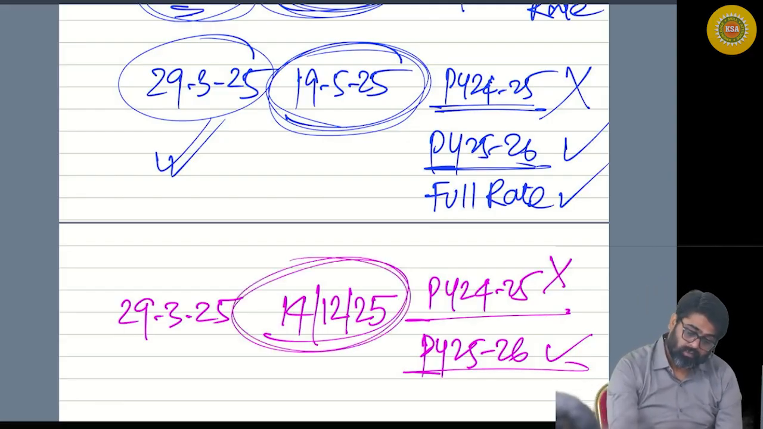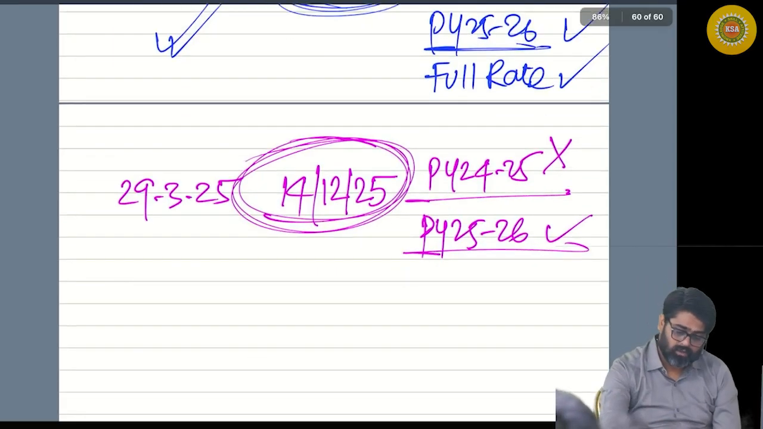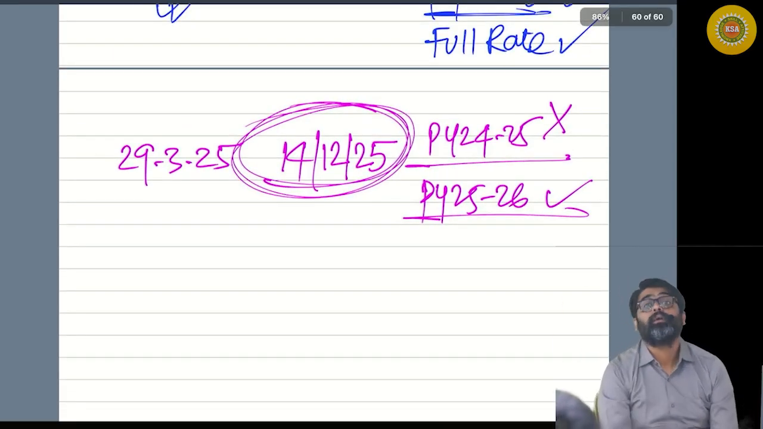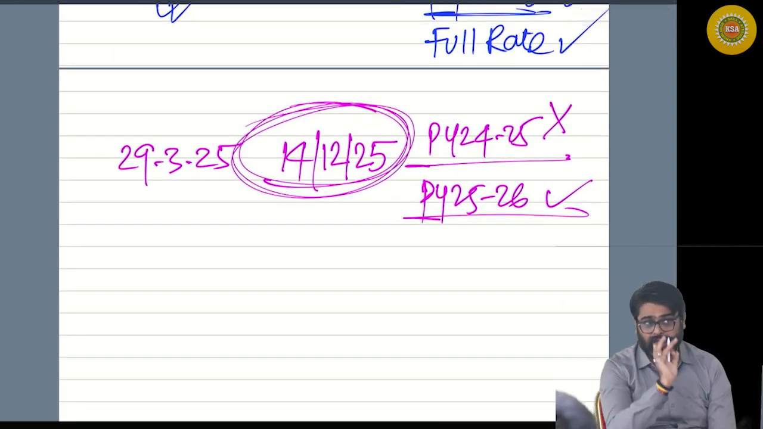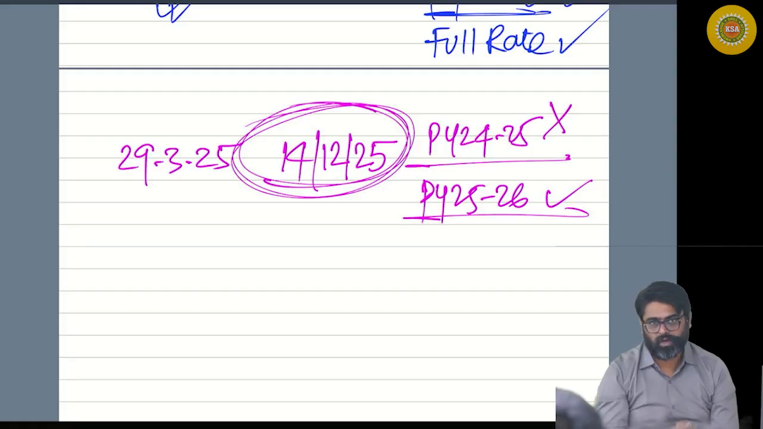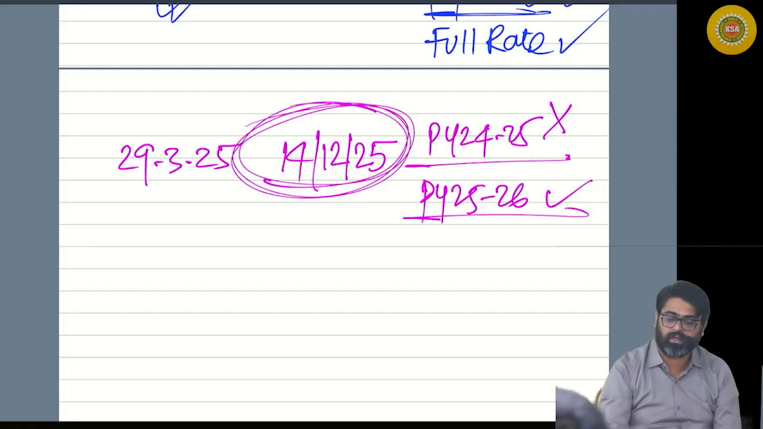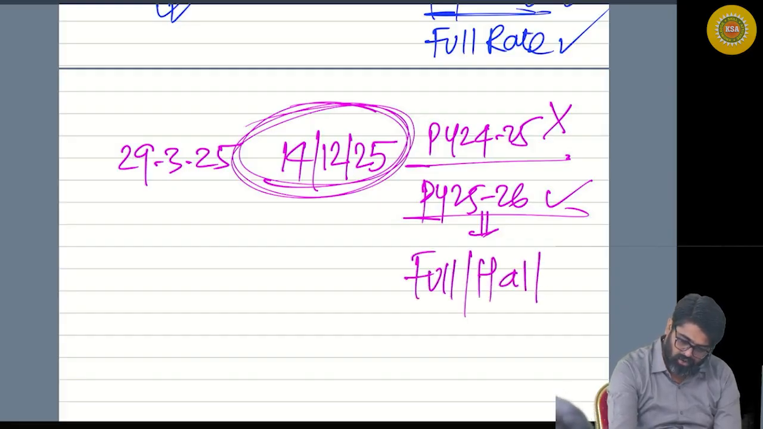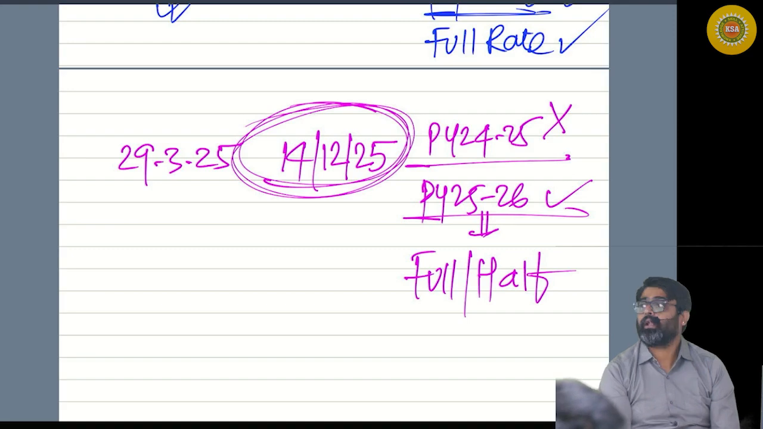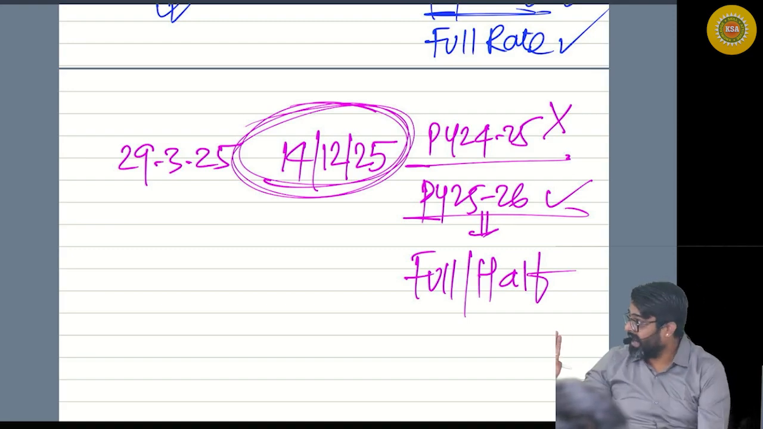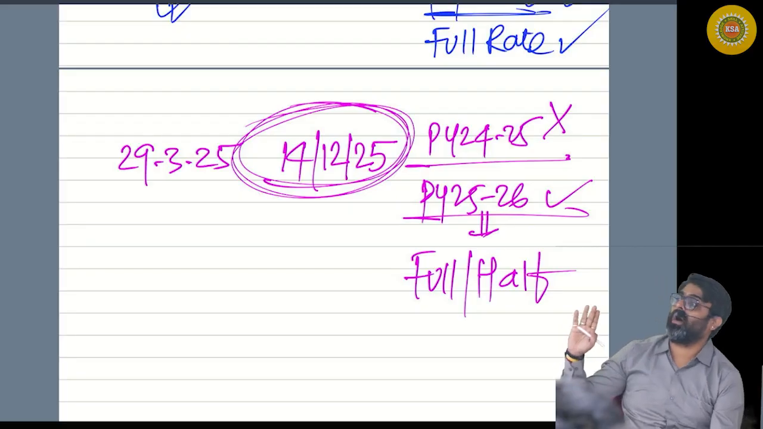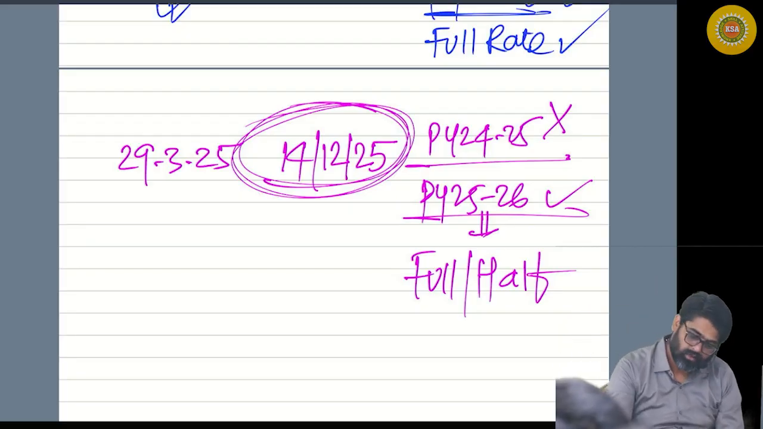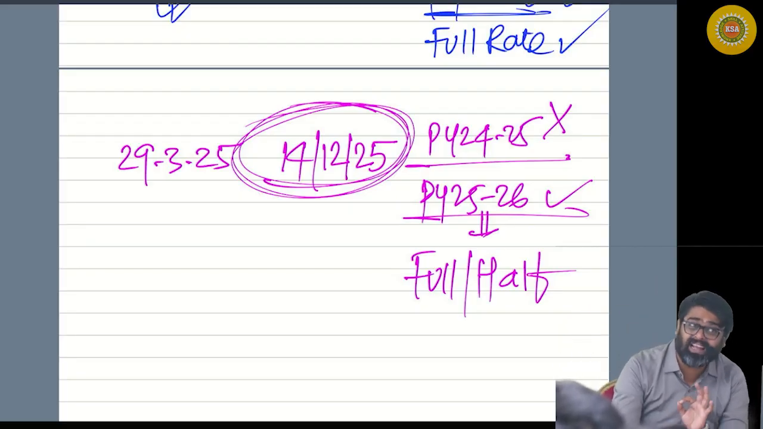Now, from 14th of December till 31st March, for how many days is the asset used? 180 days or more or less than 180 days? So here the depreciation will be at full rate or half rate? The depreciation will be for full year. But will it be at full rate or half rate?